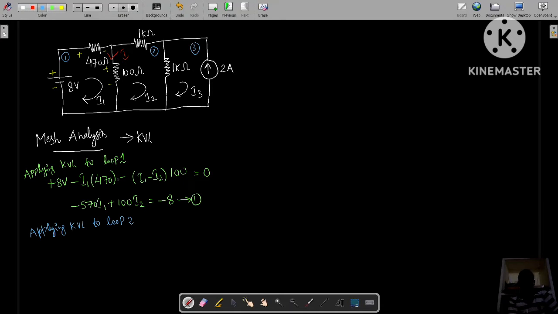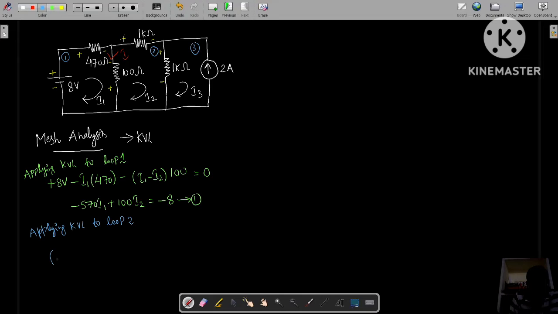When you apply KVL to loop 2, I2 will be the dominating current. According to this I2, we need to give the polarities across each and every passive element. This is called the passive sign convention. I hope you know about this. So now I am erasing this positive and negative across the 100 ohm, which is common to the first and second loop, and giving polarities according to I2. Now current is entering here, so it is positive and this is negative. Similarly for this resistor, this is positive and this is negative, because the current is flowing in the clockwise direction.